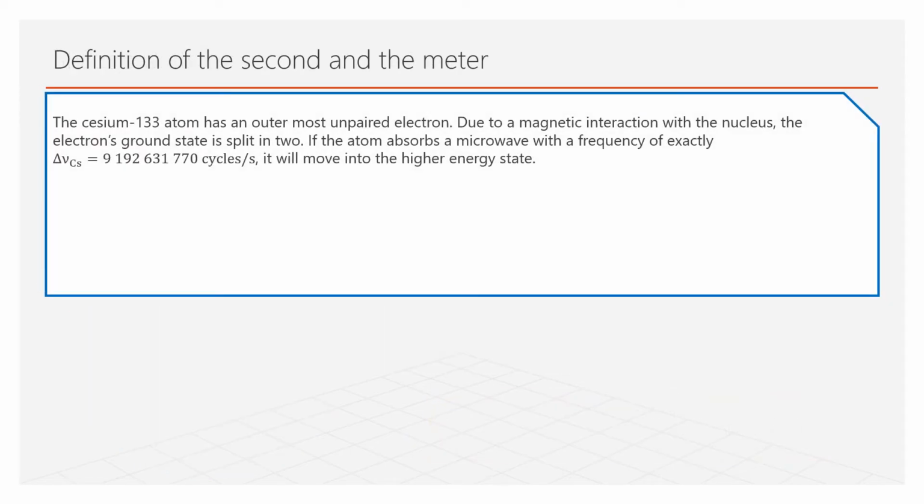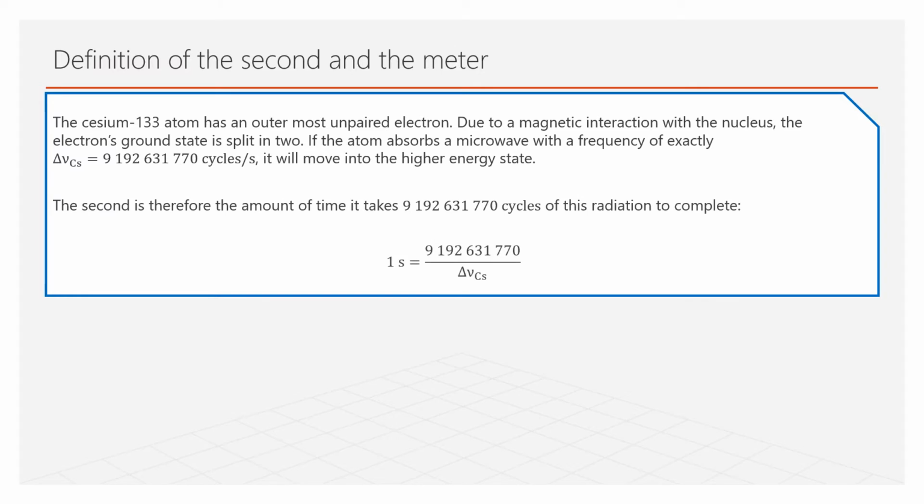Let's now look at how the SI system defines the second and the meter. The cesium-133 atom has an outermost unpaired electron. Due to a magnetic interaction with the nucleus, the electron's ground state is split in two. If the atom absorbs a microwave with a frequency of exactly 9,192,631,770 cycles per second, it will move into the higher energy state.